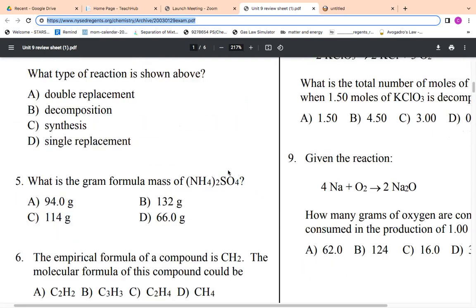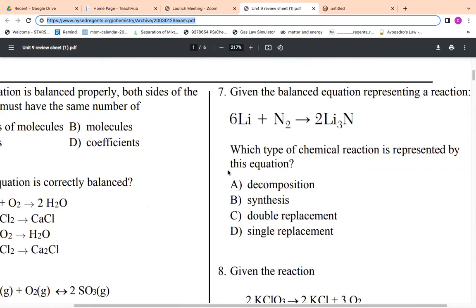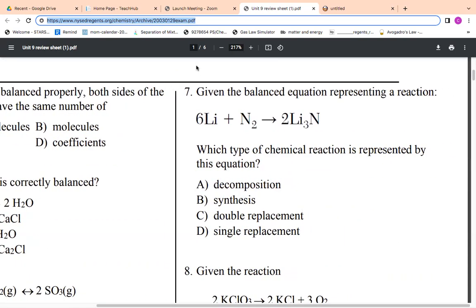All right, number 7. Given the balanced equation representing the following reaction, which type of chemical reaction is represented by this equation? Again, this is another synthesis reaction because you have two distinct reactants and they are coming together, combining. That's the key word that you want to look for. They're combining to make one larger product. So again, this is a synthesis reaction.